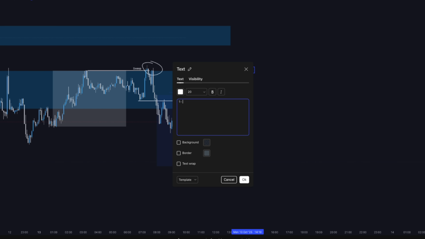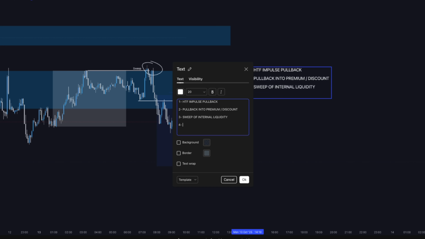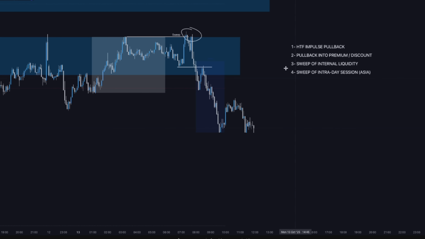So if we've got this in steps, we need to look for a high time frame impulse, pullback into premium / discount, sweep of internal liquidity. Number 4, execution. So sweep of an intraday session, for example, Asia.